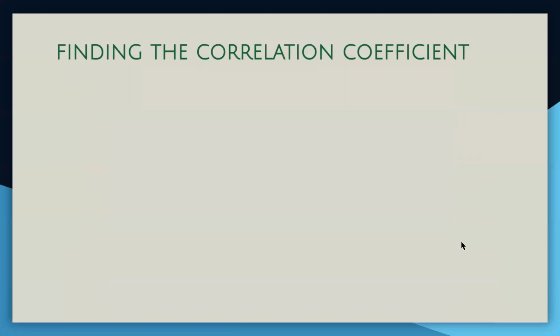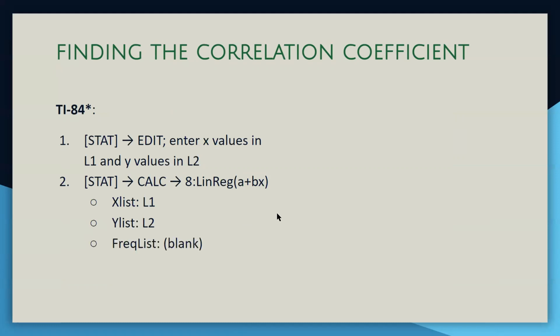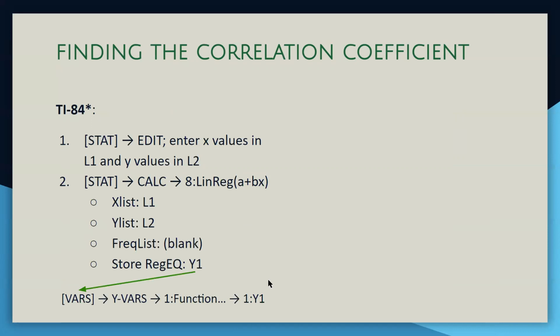Okay, so let's talk about how to find these correlation coefficients. If you are on the TI-84, you're going to go stat, edit, enter your X values in L1, Y values in L2. You're going to call that same LinReg a plus bx that you did for the regression equation. X list is L1, Y list is L2, frequency list should be blank.